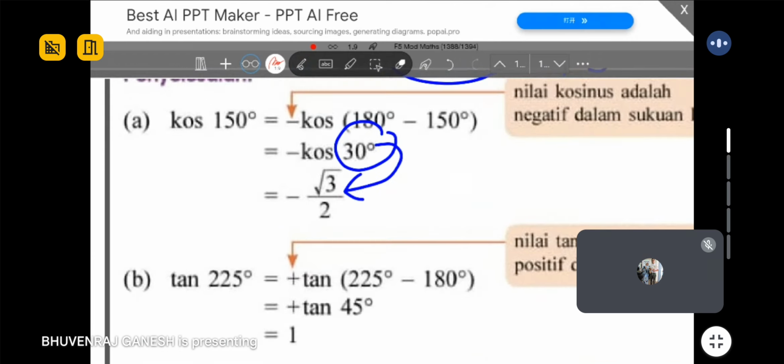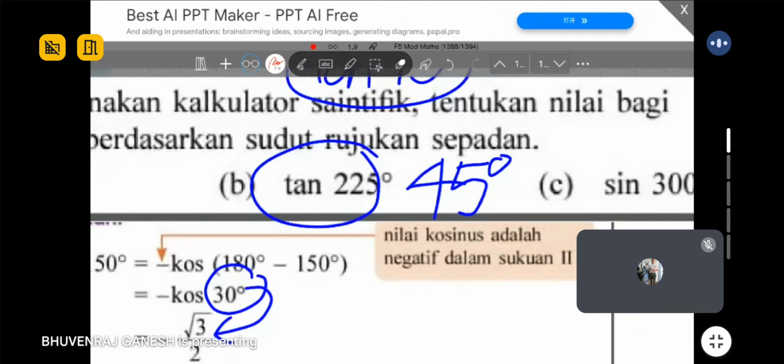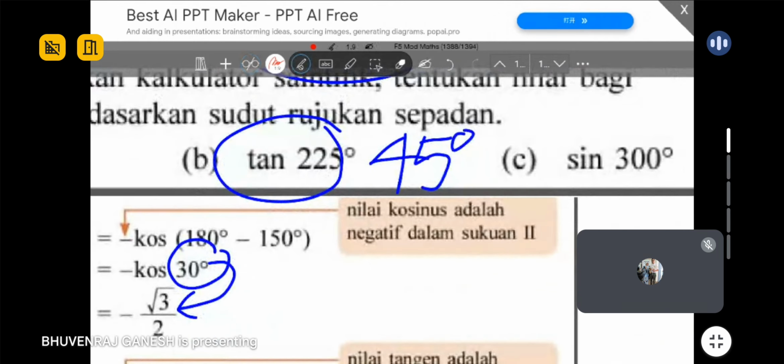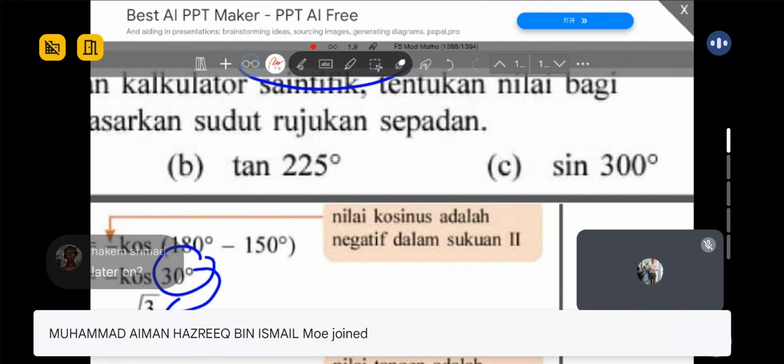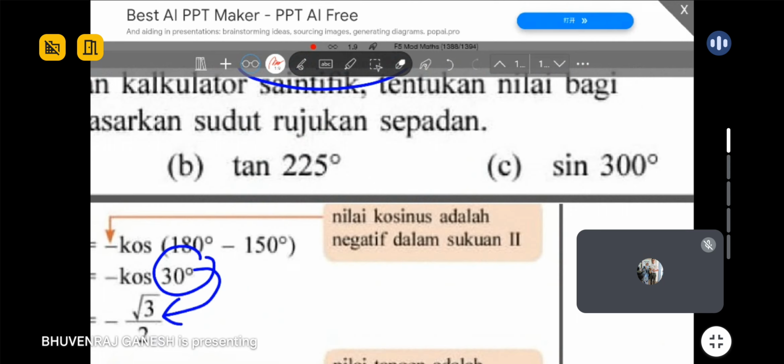Are you all clear guys? Soalan B? Senang kan, trigo? Tak sangat susah kan? It's not that difficult if you understand the concept. That's why I say these 3 things are the most important. Kamu kena tahu sudut rujukan, tentukan positif negatif, and quadrant. Quadrant ke berapa?